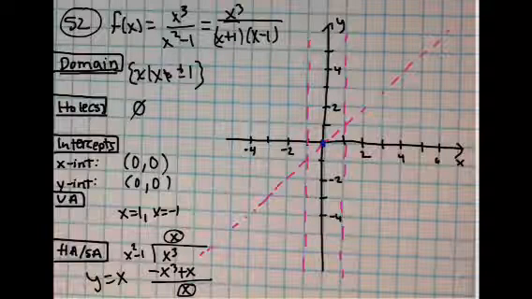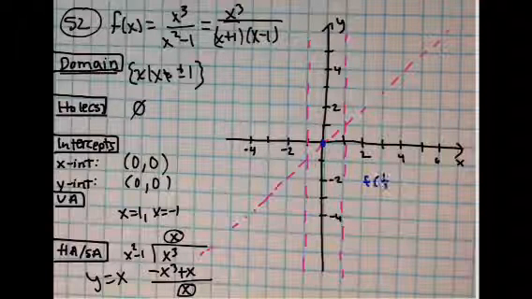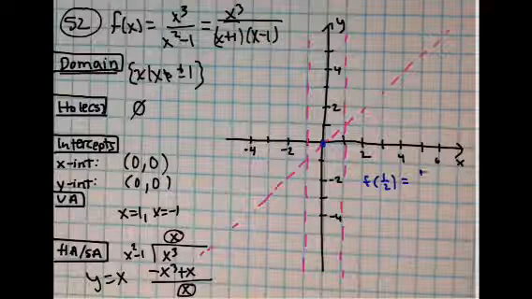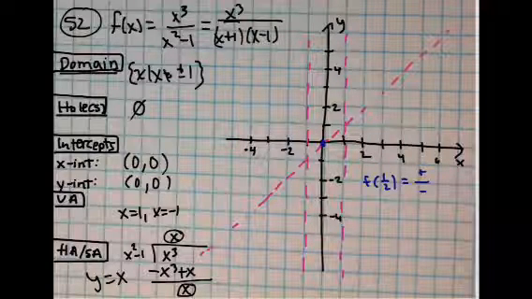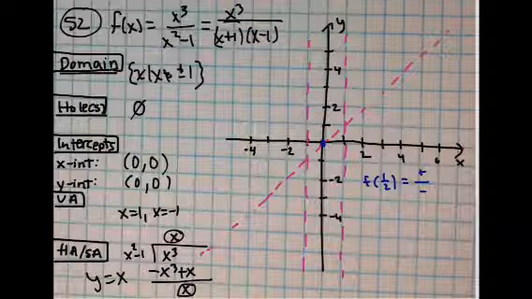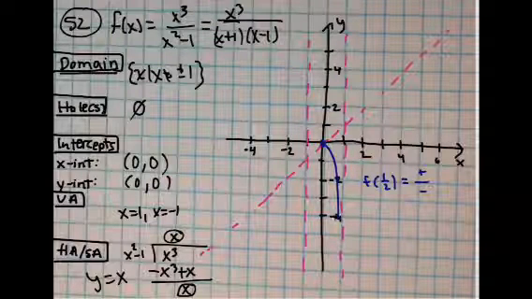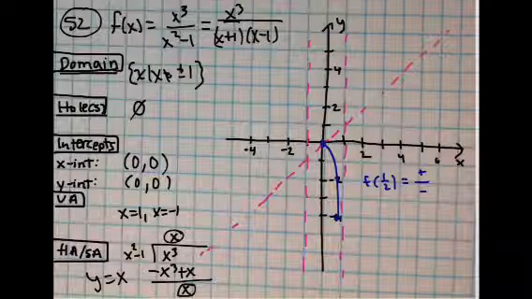So f of 1/2. 1/2 cubed is a positive number, correct? And 1/2 squared is 1/4, minus 1 is a negative number. So a positive over a negative is going to give you a negative. That means that on the right side of 0, 0, it's going to go down. Since this is an odd function, if the right side goes down, then the left side has to go up.